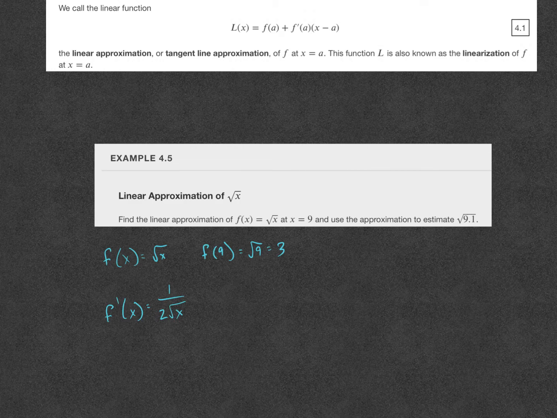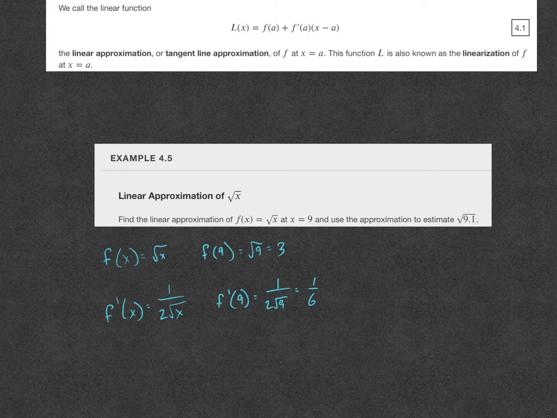Okay, if you can go right from radical x to 1 over 2 radical x as the derivative, you're going to save yourself some brain power as we go through this. So that's my derivative. Now I'm going to take the derivative and evaluate it at 9, because I know I need that in my formula also. So this is 1 over 2 times the square root of 9. Square root of 9 is 3, so I end up with 1/6 there. All right, that's my preliminary work.